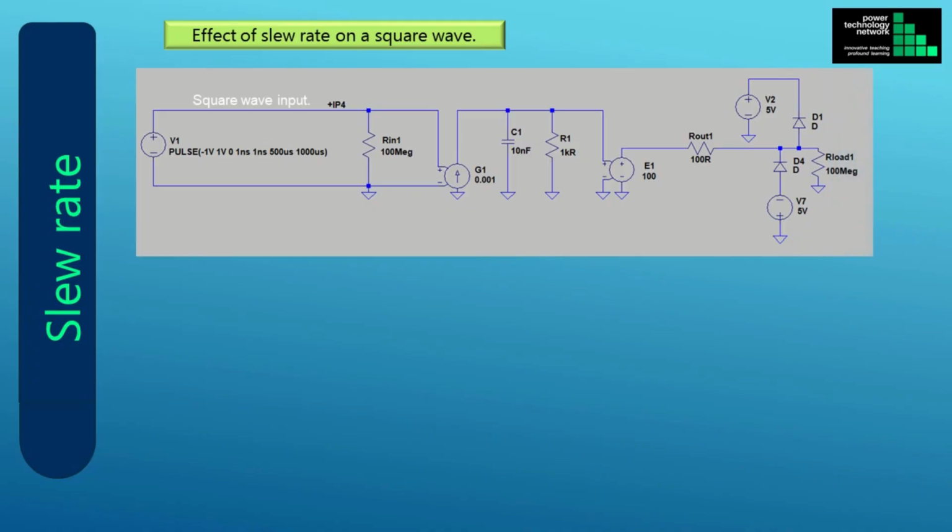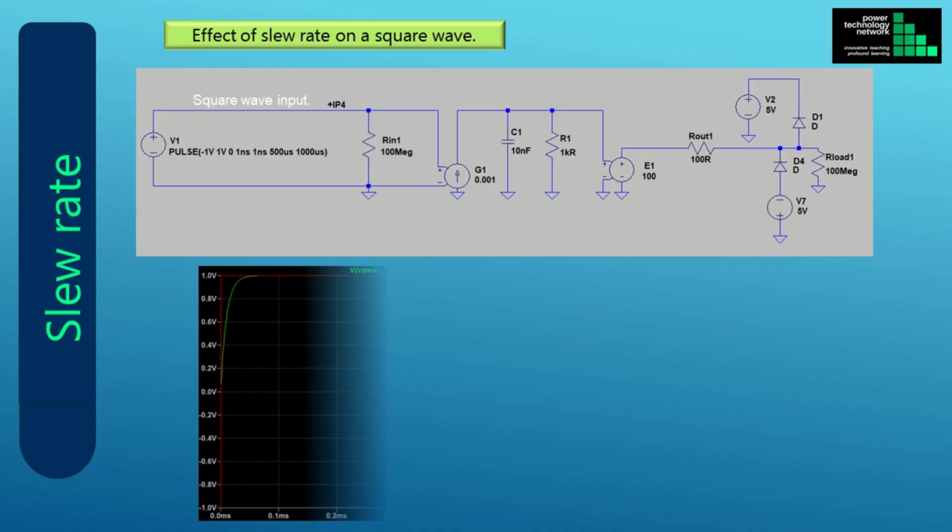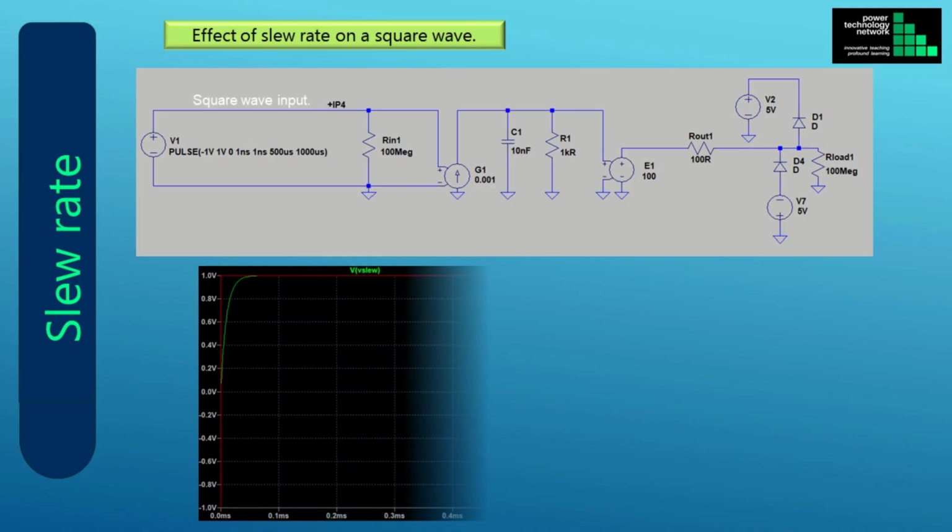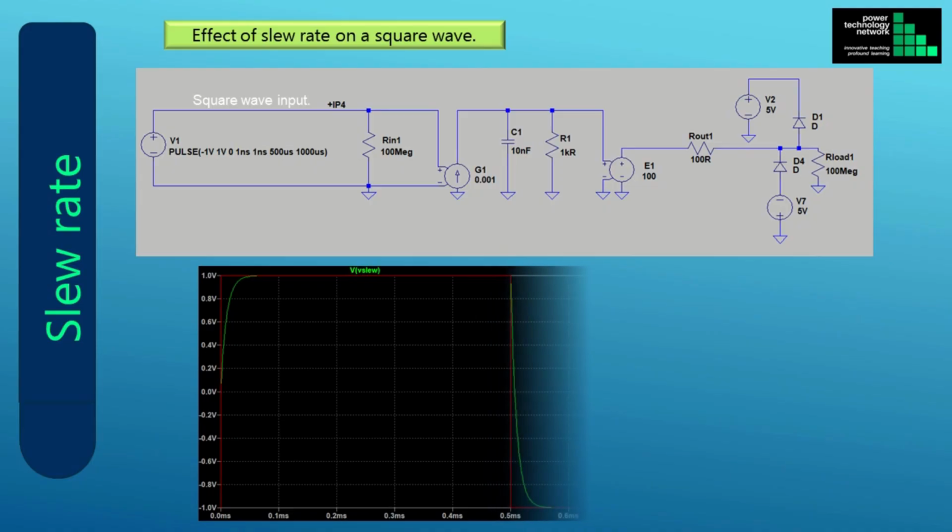This is what the input signal, shown as the red curve, looks like. The output signal is shown as the green curve. Note the increased rise and fall time of the green output curve, relative to the red input curve.